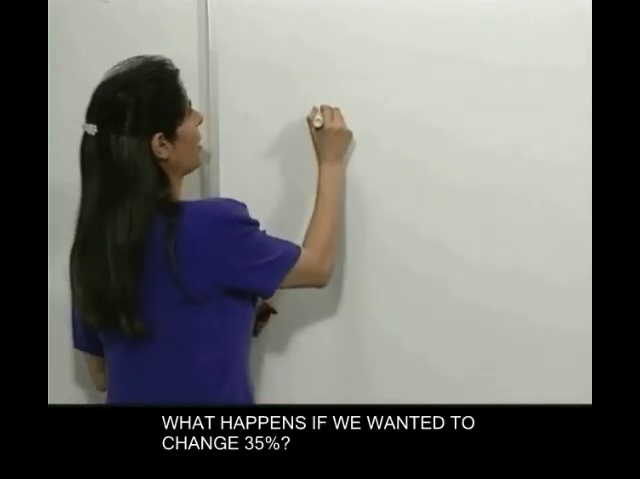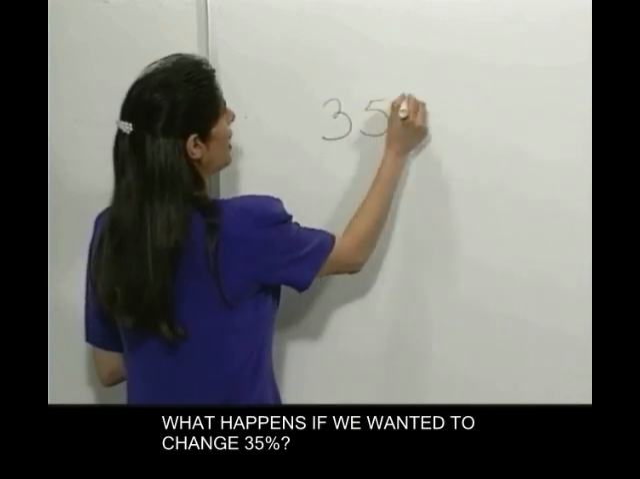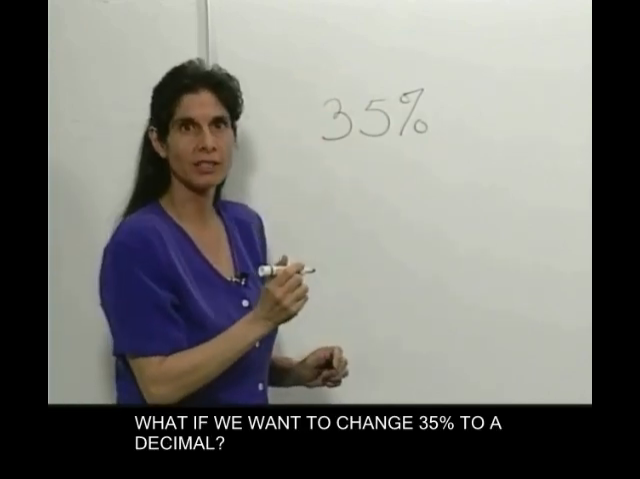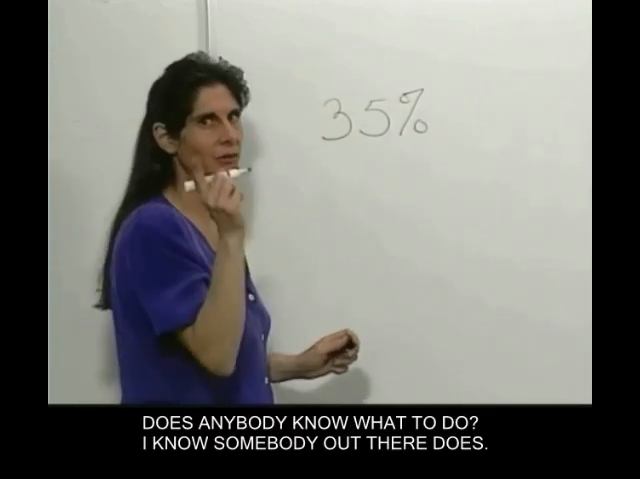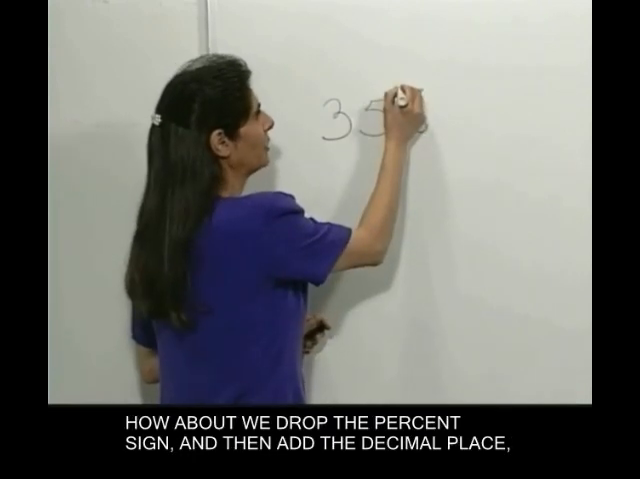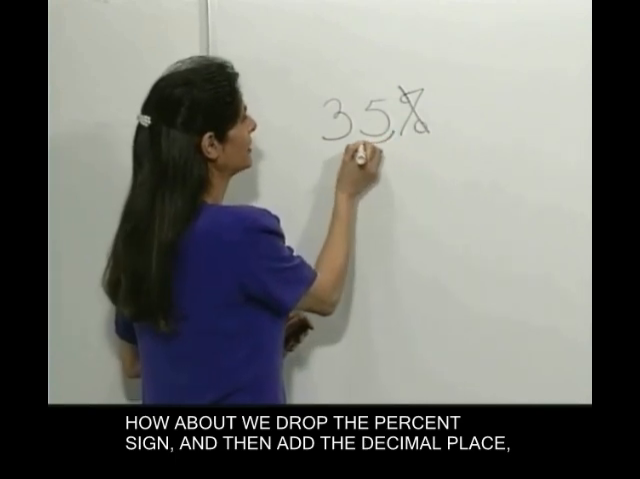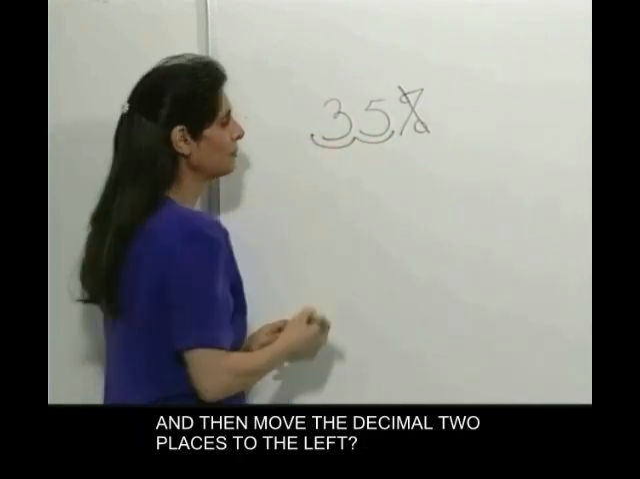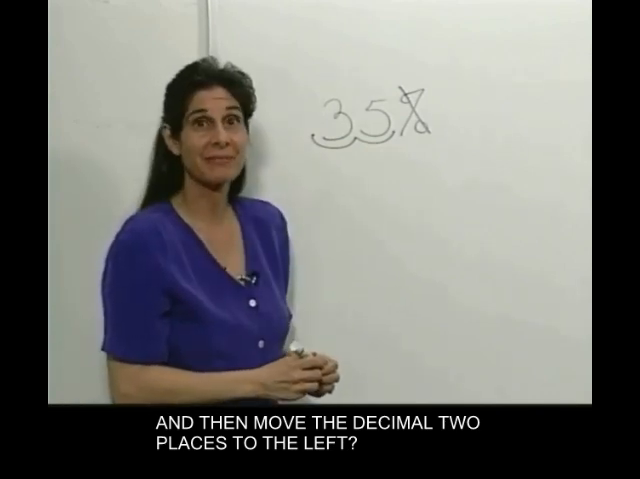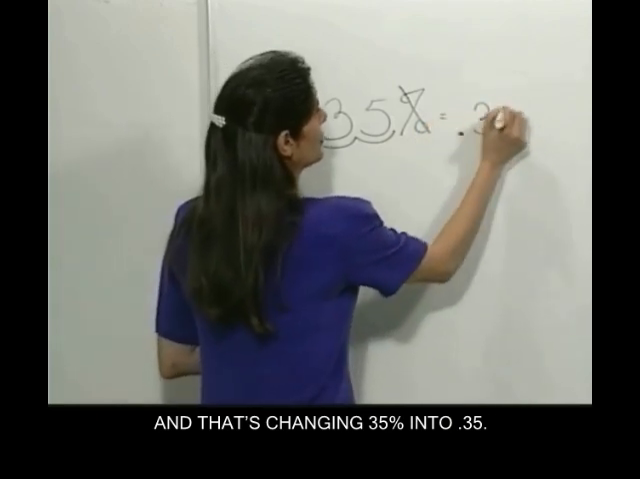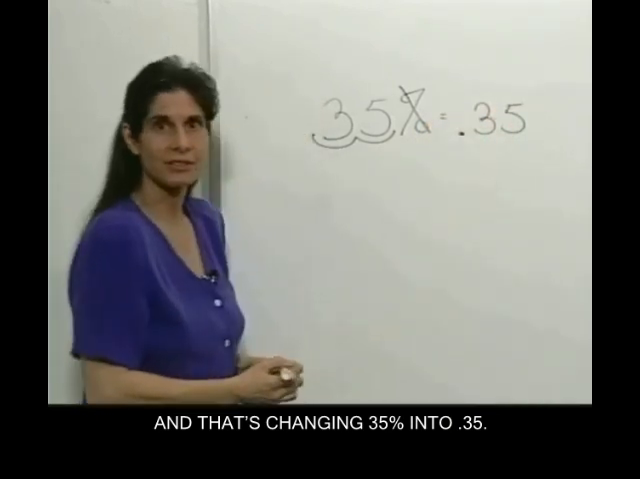What happens if we want to change 35% to a decimal? Does anybody know what to do? I know somebody out there does. How about we drop the percent sign and then add the decimal place and then move the decimal 2 places to the left? And that's changing 35% into 35 hundredths.